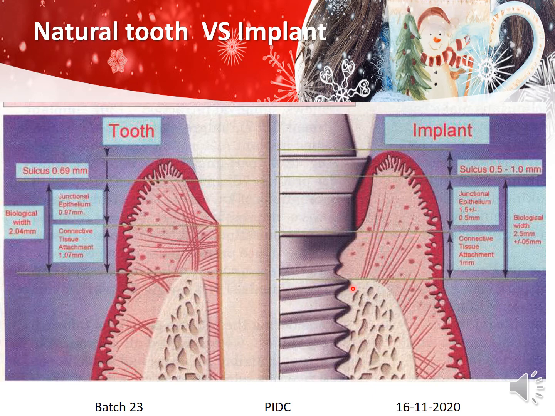But in case of an implant, the scenario is a little different. Here you can very well see that there is no cementum and there is no periodontal ligament. The bone is directly fused to the implant. Another main difference is that the fibers are arranged more parallel to the implant surface. And next, the junctional epithelium is a little higher in its dimension when compared to that of the natural tooth. The junctional epithelium is around 1.5 mm, connective tissue is around 1 mm, which brings it to a biological width of 2.5 mm.